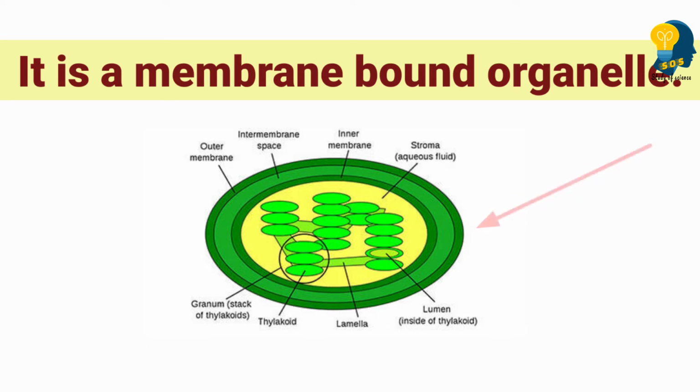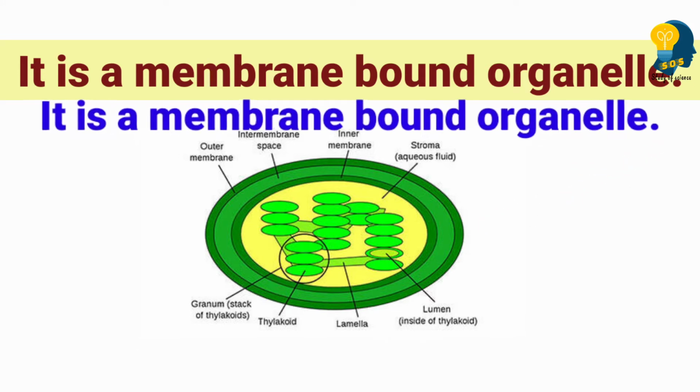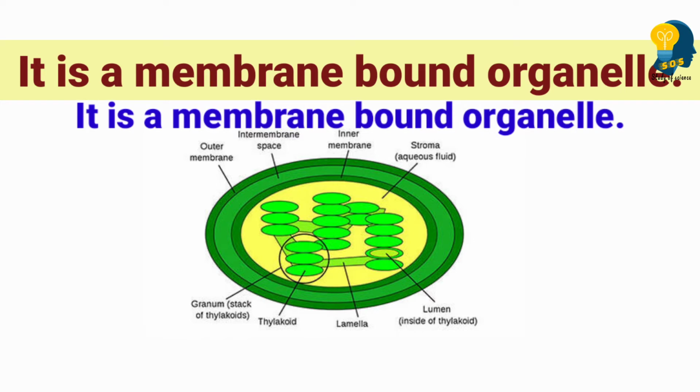We have seen the nucleus. The nucleus was covered by the membrane, right? Similarly, the plastids are also covered by the membrane. Hence, we call it a membrane-bound organelle. As it is covered by the membrane, it is clearly visible.